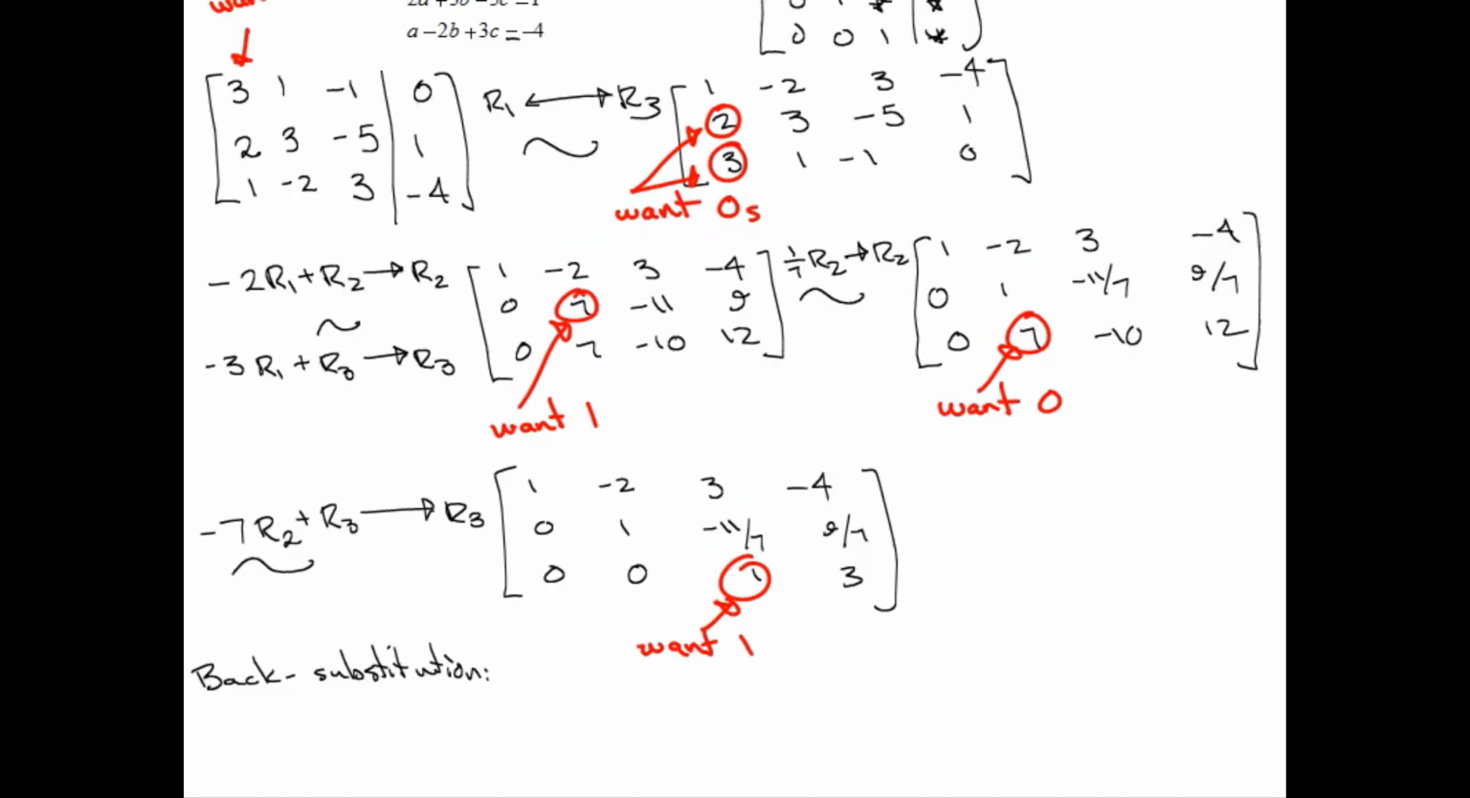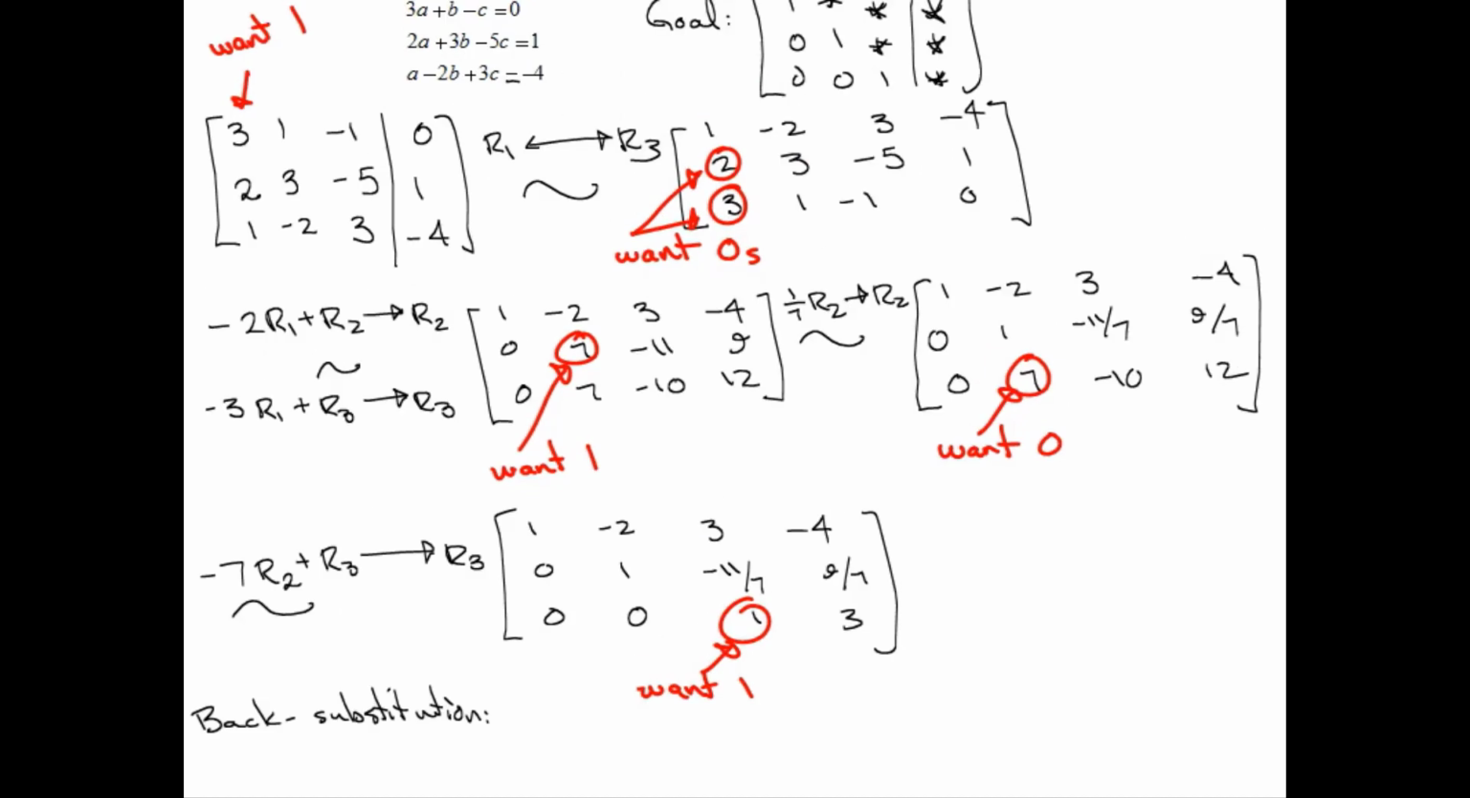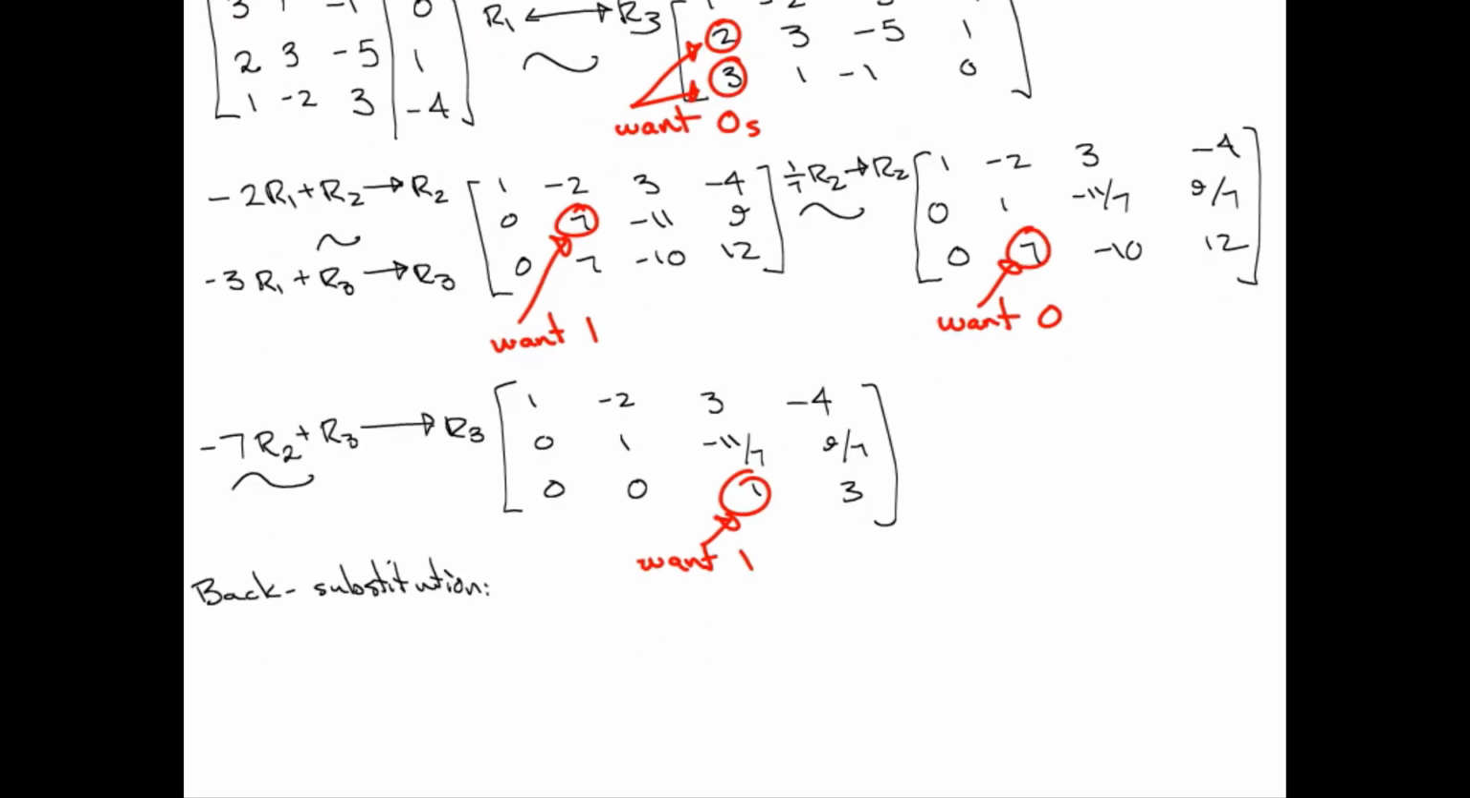What variables do we have? We had A, B, and C, so don't forget what variables you're working with. So here we start with C equals 3, and that's from our third row. And then we go to our second row, which says that B minus 11/7 C is equal to 9/7. And so now we just put in our C equals 3. So B minus 11/7 times 3 is equal to 9/7.